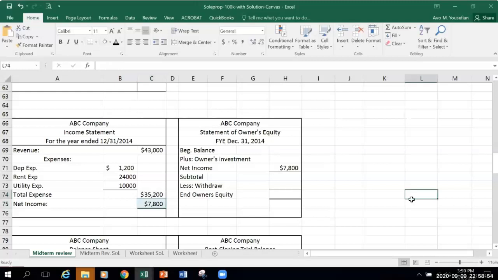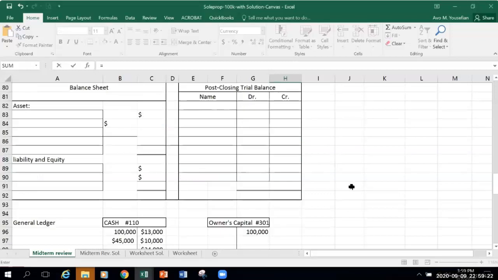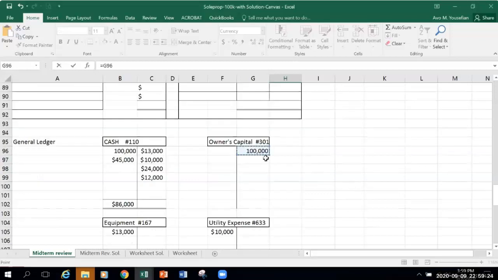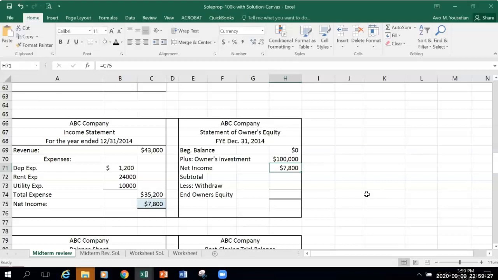Okay? Now, for statements of owner's equity, the same thing. You say for the year ended December 31st, 2014, beginning balance, because it's a brand new business, so the beginning balance will be 0. Beginning balance 0. Owner's investment equals to how much plus owner's investment. So owner's investment goes up by 100,000. There you go.